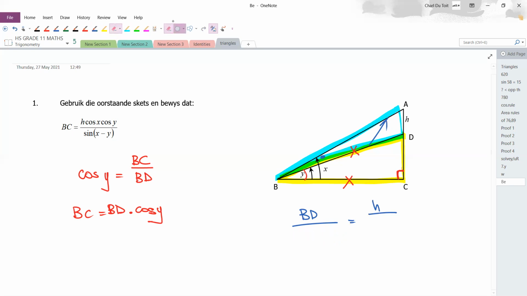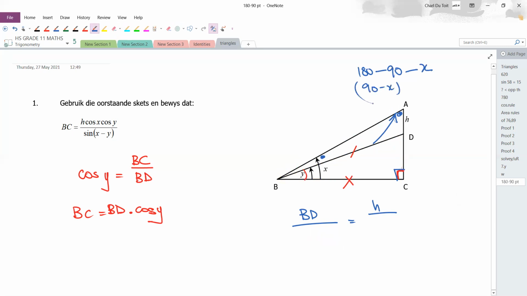I'm just going to take this yellow out. Oh, the blue, that's better, and the yellow. So BD is opposite that angle there, which is angle A. And angle A is easy to determine. It's 180 minus this 90 minus this big angle here, which is x. So that is 90 minus x. Sin of 90 minus x. And h is opposite this angle here, so it's sin of x minus y.